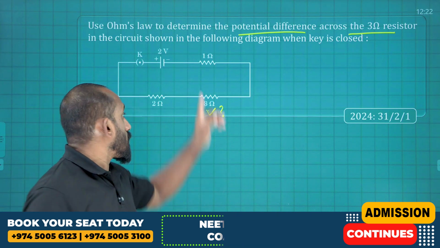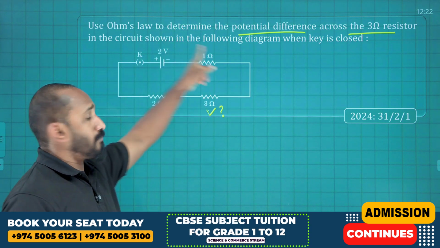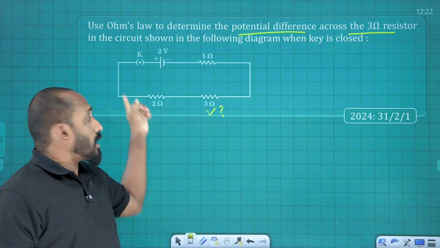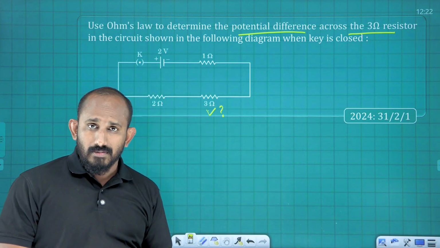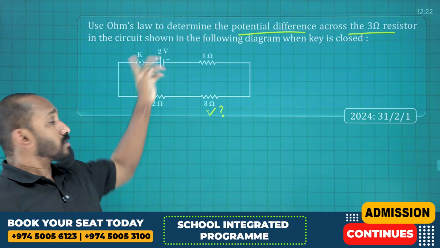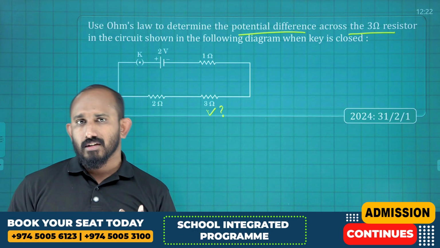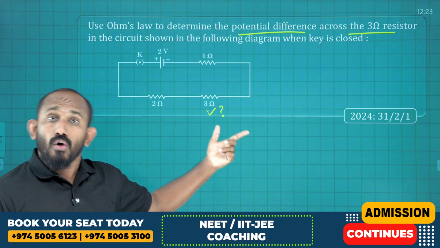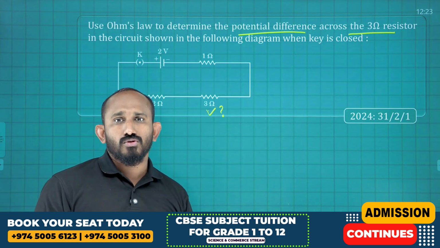Total 3 resistors are there: 1 ohm, 3 ohm and 2 ohm. You know, it's a very simple circuit. They all 3 are in series combination. So net resistance you find, voltage is given. You can find the net current through the circuit. Then current and resistance we know, and voltage we can find out. So let's use that concept.